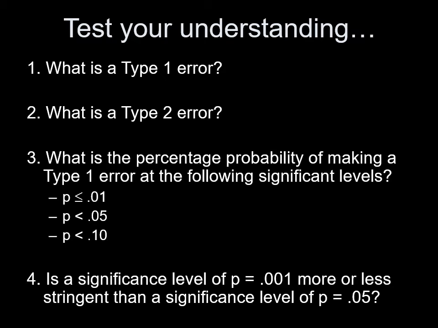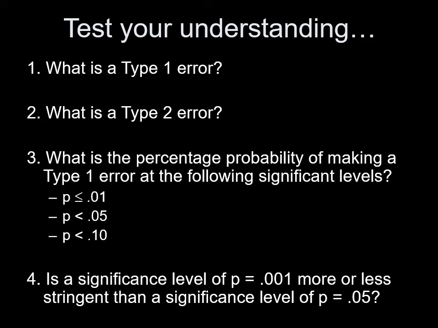Number 3, percentage probability of making a type 1 error at the following significance levels. P is less than or equal to 0.01: the answer to that should be 1% or less, because it's less than or equal to. P is less than 0.05 is less than 5%, and P is less than 0.10 is less than 10%.